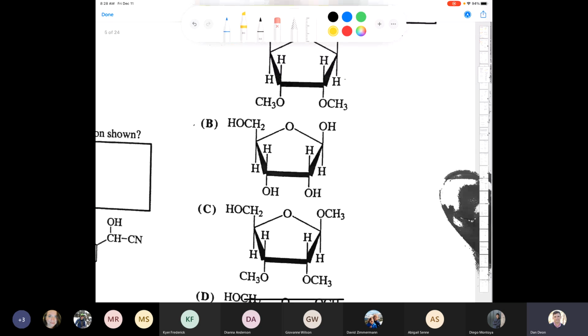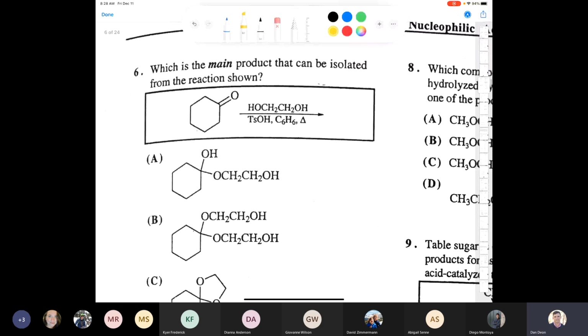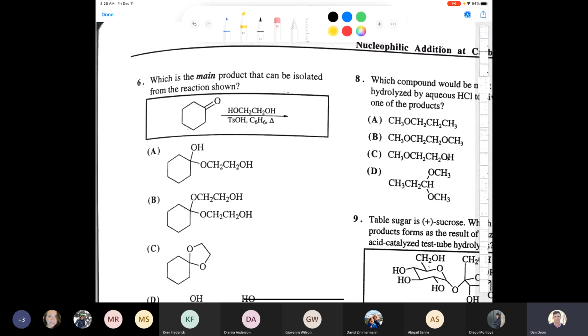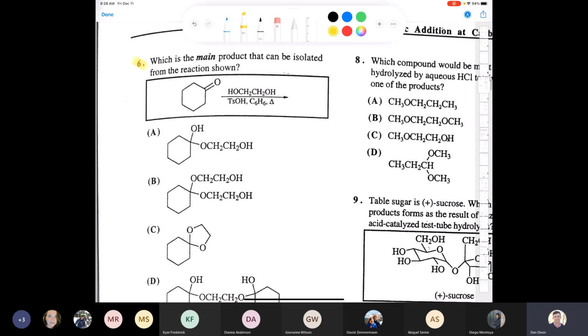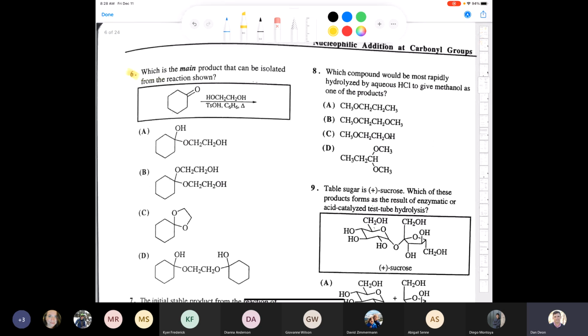Here's another one, not this one, but number 6. This is a great question. I promise you, if you want to write the DAT or the MCAT or whatever, future business leaders of America, I don't know, any exam that involves organic chemistry is going to have some iteration of this question, number 6. Very important in organic chemistry.